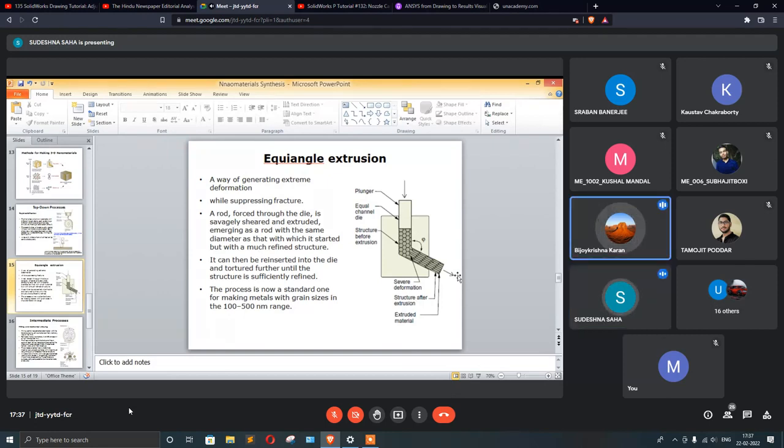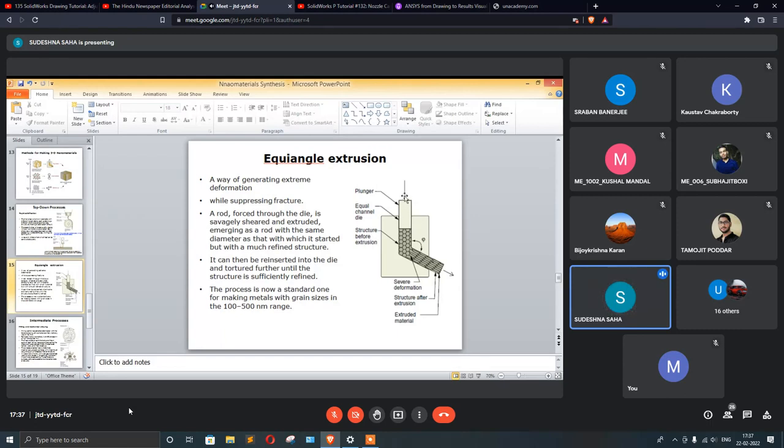Ma'am, why is it named equiangle? Okay, equiangle basically means that this angle is mostly around 120 degrees. So this angle is basically at 120 degrees. That means if you are creating a kind of hexagonal structure, then all these angles become equilateral.